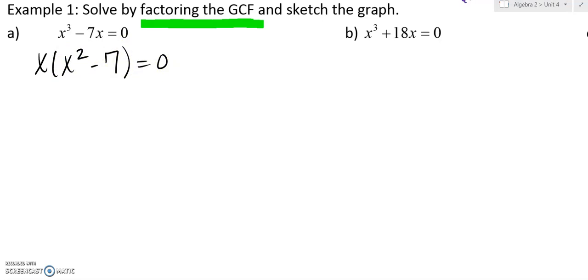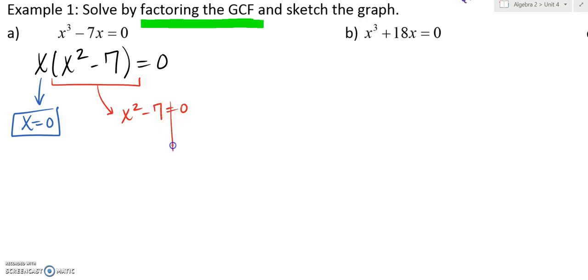What I need to do next is the ZPP. Take each piece with an x, set that piece equal to 0, solve. This piece is already solved, so I have x is equal to 0. That one was pretty easy. This other piece doesn't look so easy. I take it, I set it equal to 0, and I'm going to have to start solving for x. So the first thing I want to do is subtract 7 to the other side. I get that x squared is equal to positive 7.